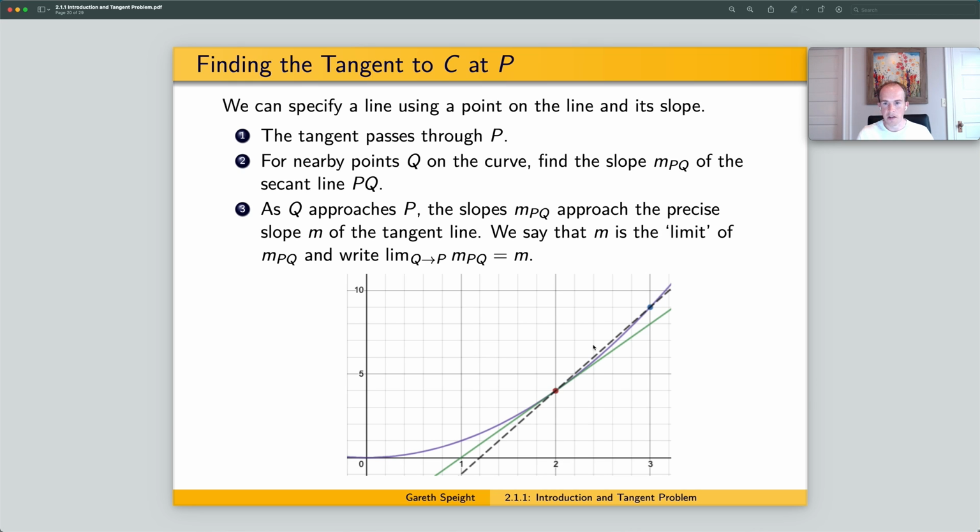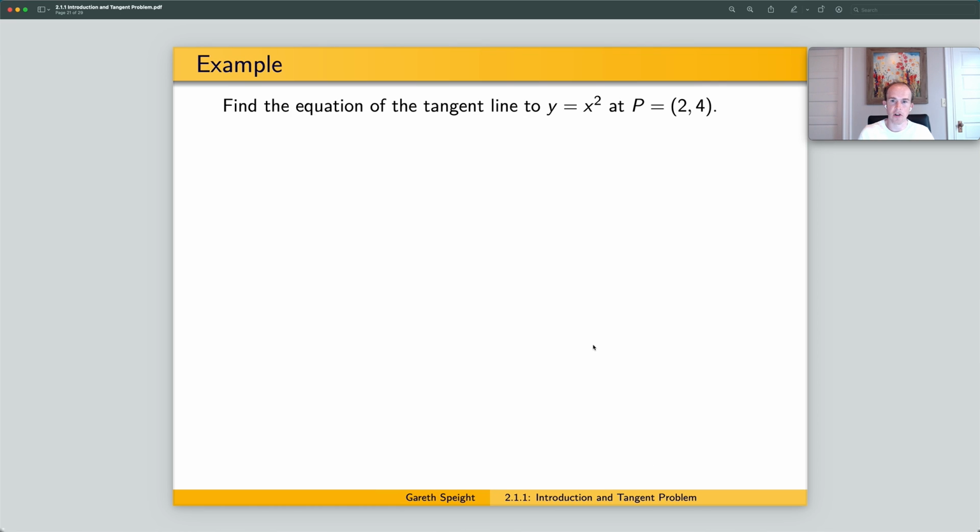Okay, so the takeaway of this is, how do we find the tangent line? Well, we know the place that we're finding the tangent line, so that gives us a point on the line. We have to find the slope of the tangent line. To find the slope of the tangent line, we first find the slopes of lines PQ, where Q is a point on the curve and close to P. And then as Q gets closer and closer to P, those numbers get closer and closer to the slope of the tangent line. So let's see an example where we actually do this.